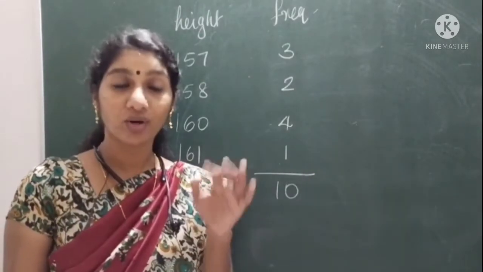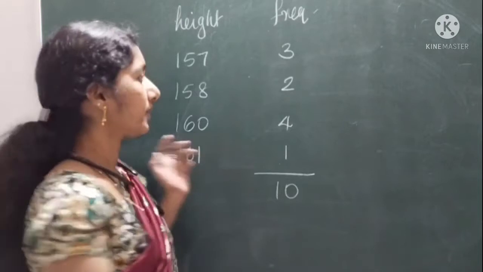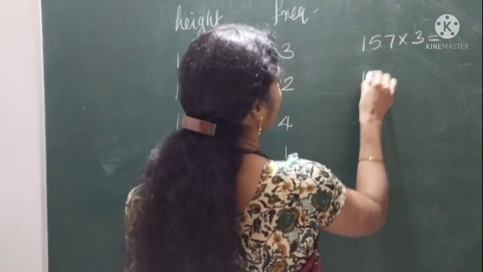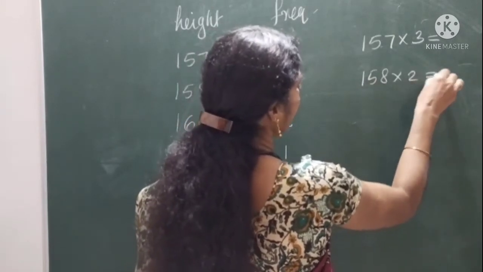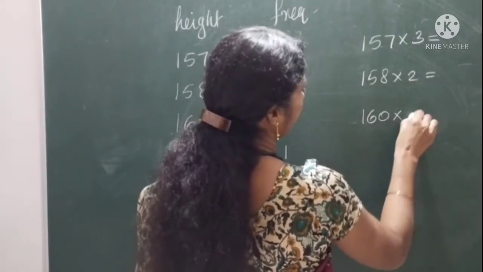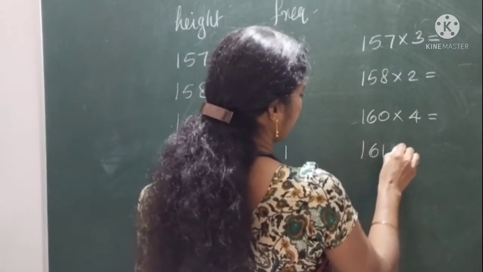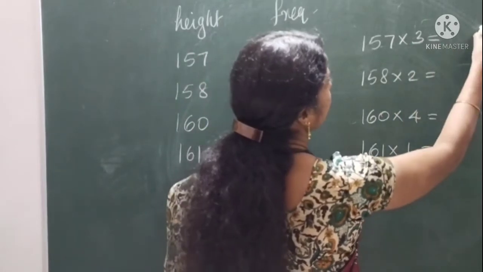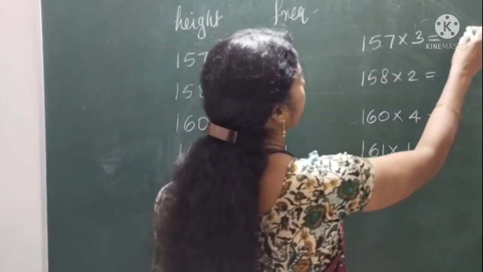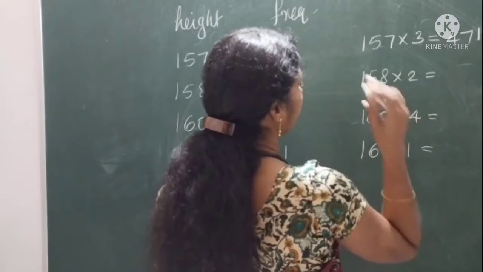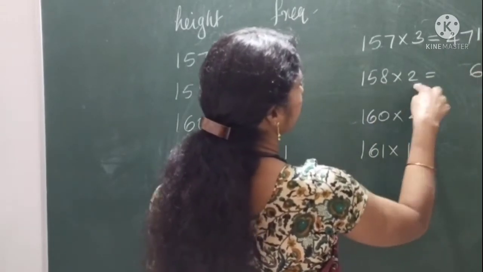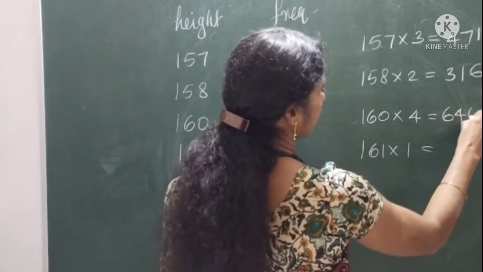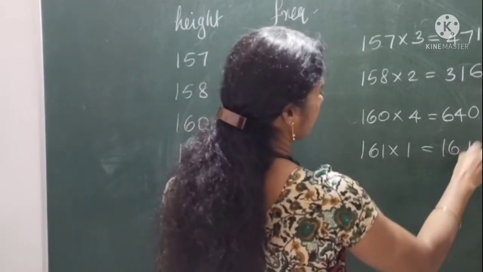So to get the total sum, we can add like this. 157 into 3 we can do first. 158 into 2 we can do. Then 160 into 4 we can do. Then 161 into 1 we can do. So 157 into 3 is 471. 158 into 2 is 316, this is 640, then this is 161.